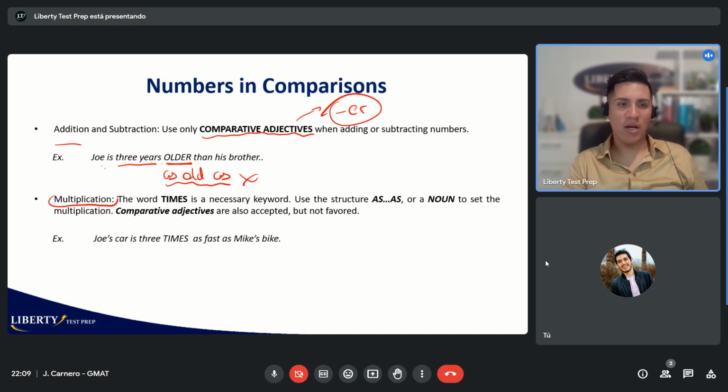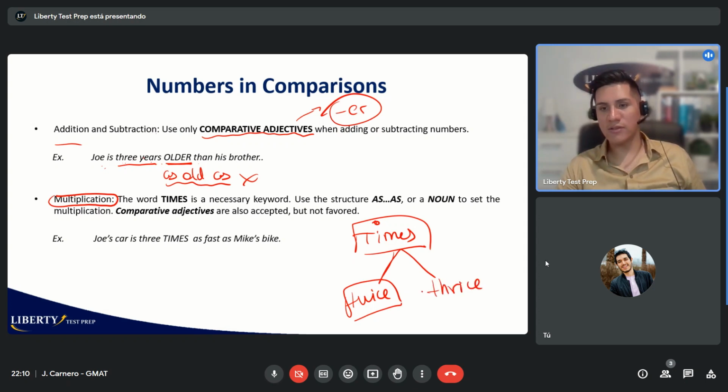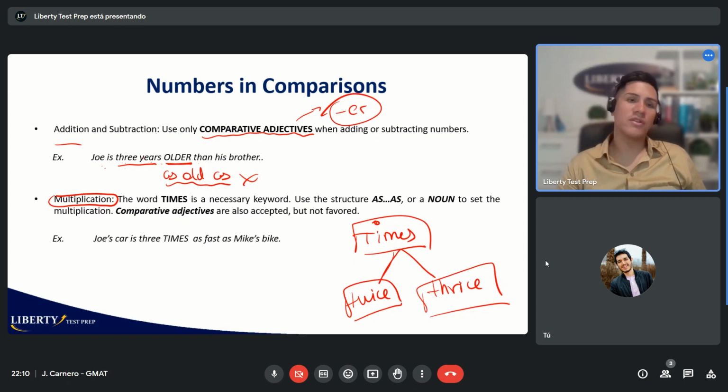Now, if you want to multiply, how do you know that you're facing a relationship of multiplication? Because you need to have the word times. If you have the word times, then it means they want to multiply, right? Sometimes the word times is going to be hidden. They're going to say twice. Twice means two times, right? Or it's going to say thrice sometimes. Thrice means three times. So if you have twice and thrice, then that's going to be a multiplication.